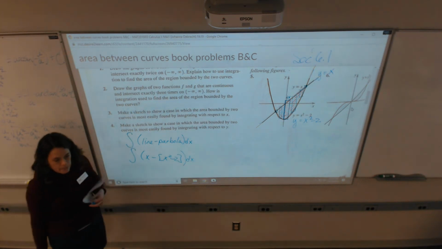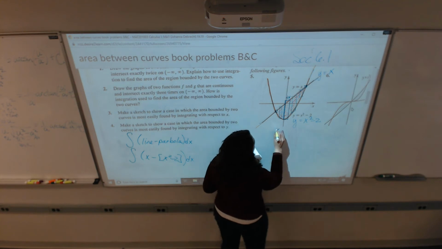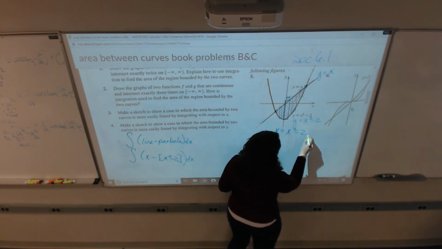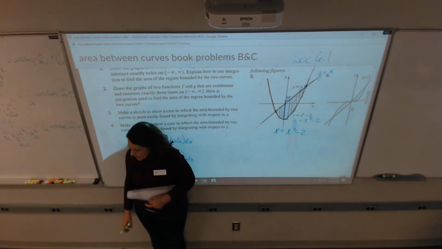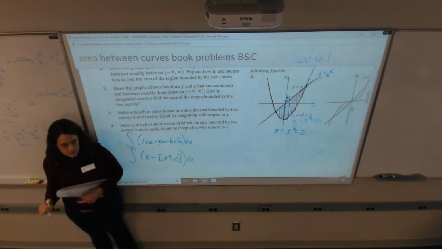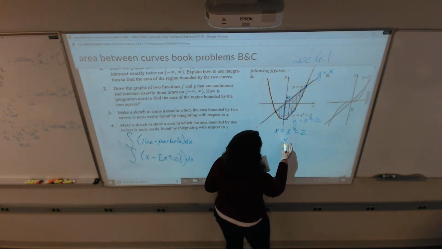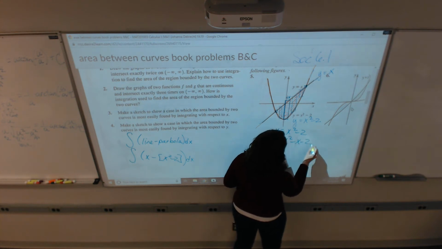It's where they intersect. How do you find where they intersect? You set them equal and you solve. So yes, you're going to have a lot of algebra because you're going to have to set them equal and solve. To set them equal, you get a quadratic equation, move everything to one side, 0 on the other. Hopefully you can factor.